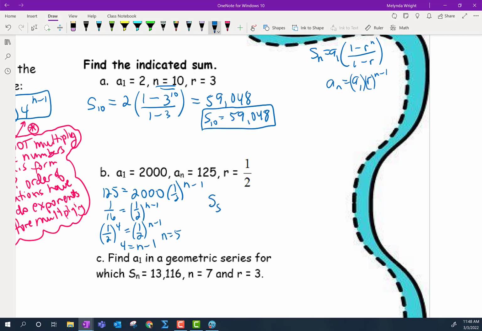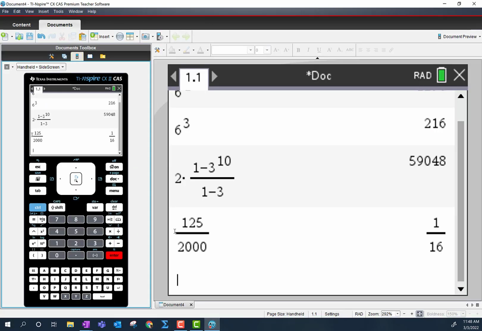So we need our 5th sum. So S sub 5, that's our 5th sum, is going to be our first term, which is 2,000 times 1 minus 1/2 raised to the 5th power over 1 minus 1/2. Okay, so this is a little bit more challenging to put in our calculator, but we can do this. So let's go to our calculator. So we need to put 2,000 times, so let's open a parenthesis, and we need a fraction.